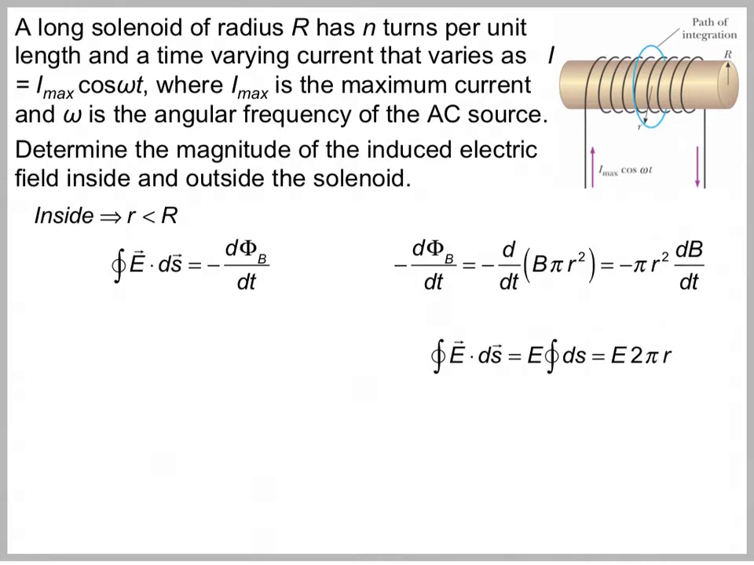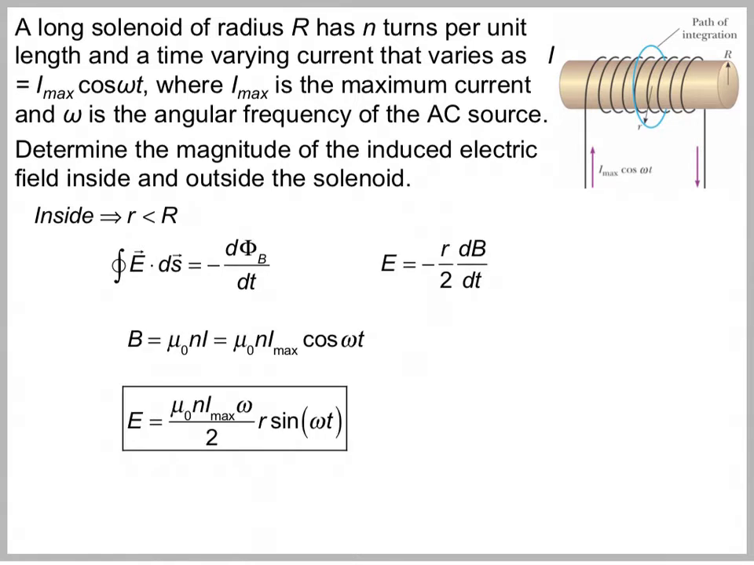Now, from symmetry, we know that E has to be the same at different distances from the center of the solenoid, so the integral of E dot ds, E is constant, comes out, and it becomes the integral of ds, which is just the circumference of the circle, so it's E times 2 pi r. So E times 2 pi r is equal to minus pi r squared dB dt, or solving for electric field, we have the electric field is minus r over 2 times dB dt.